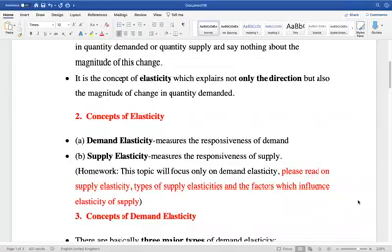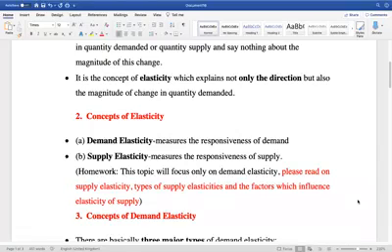I'm giving you homework. This topic will only focus on demand elasticity, which is A. So you need to read on supply elasticity, and the specific areas we are reading are the types of supply elasticities and the factors which influence elasticity of supply. So you're going to read on your own the second concept of elasticity, which is supply elasticity, focusing on the types of supply elasticities and the factors which influence elasticity of supply.